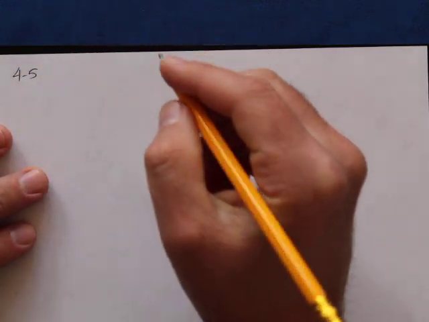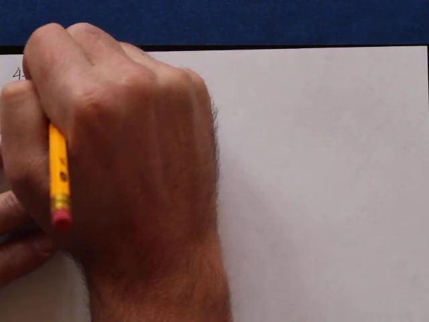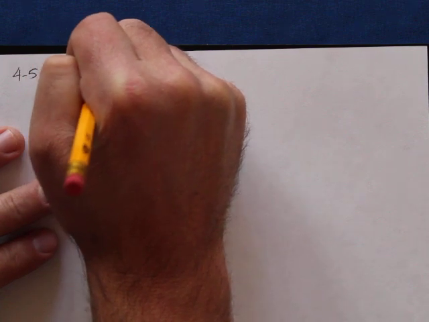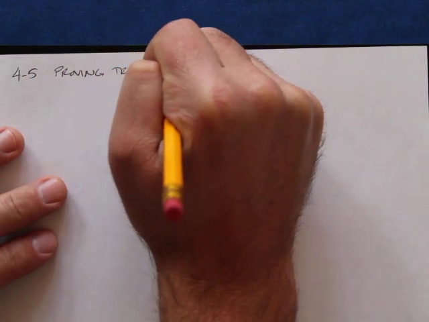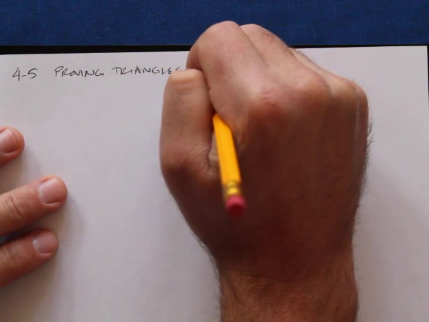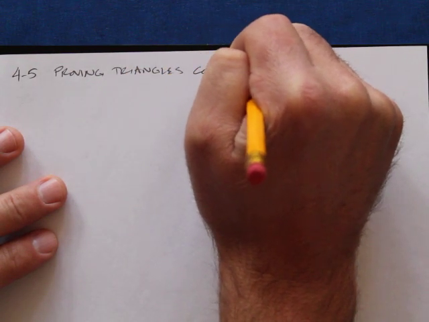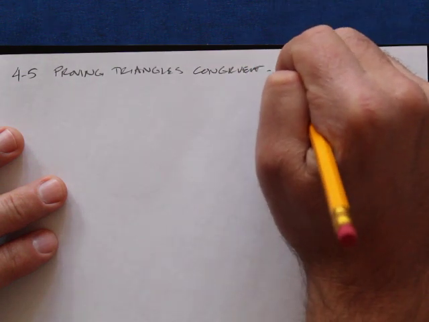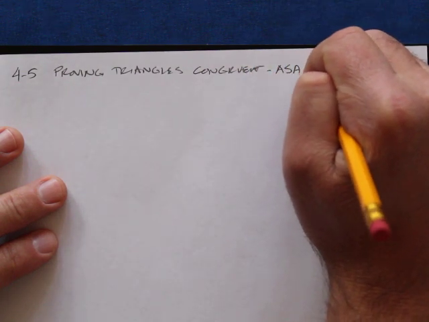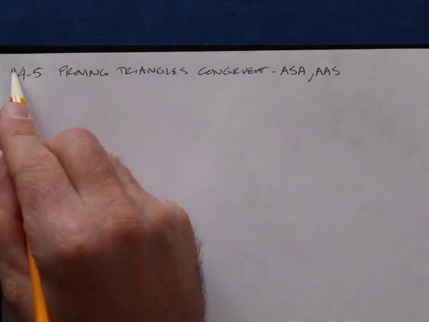Geometry 4-5. Proving triangles congruent using angle, side, angle, and angle, angle, side.